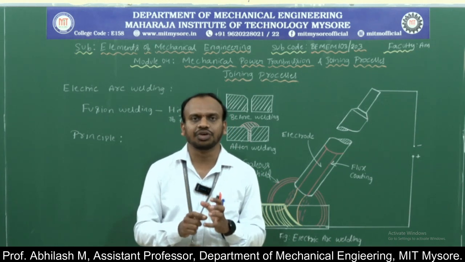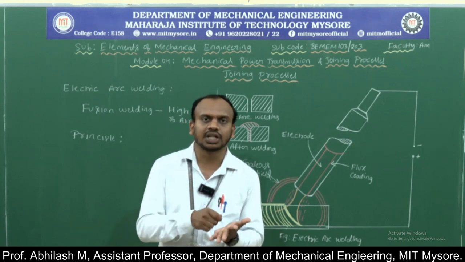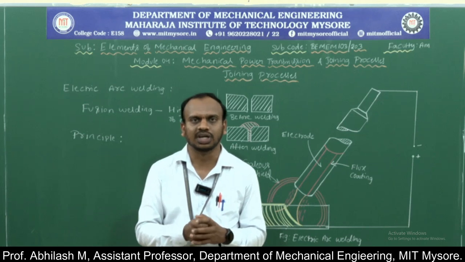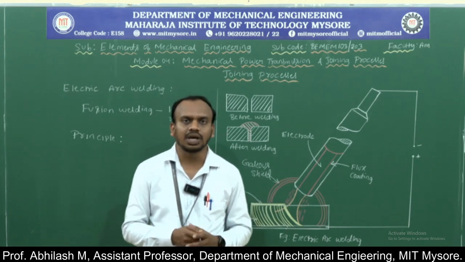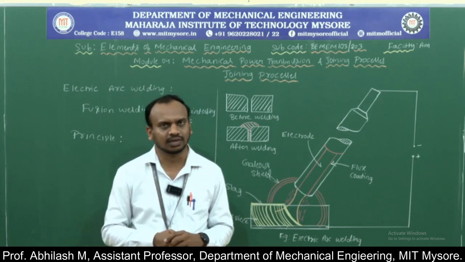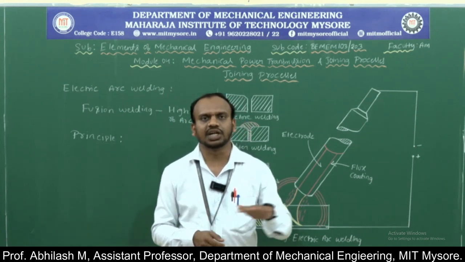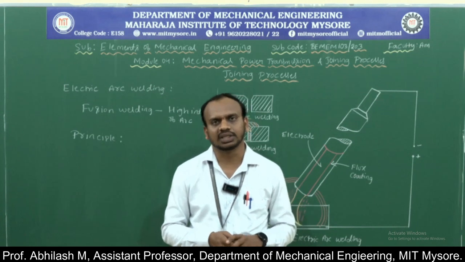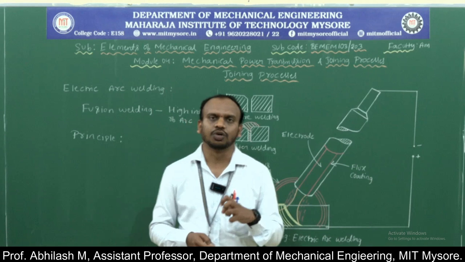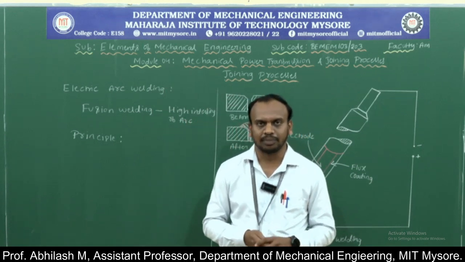So if you maintain a sufficient voltage, and when you touch together momentarily and then separate, maintaining a gap of about 2 to 4 millimeters, an electric arc will be produced, which will have a temperature of about 5000 to 6000 degrees Celsius, which is sufficient to melt any base material. So that heat energy is utilized to melt the surface of the workpiece.